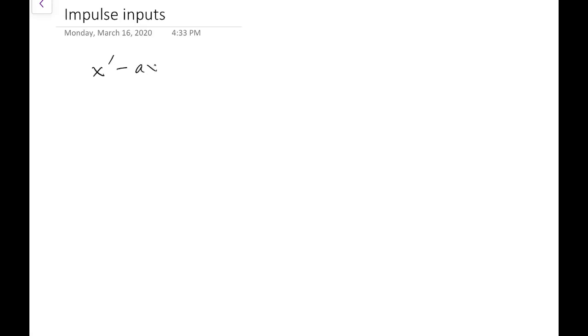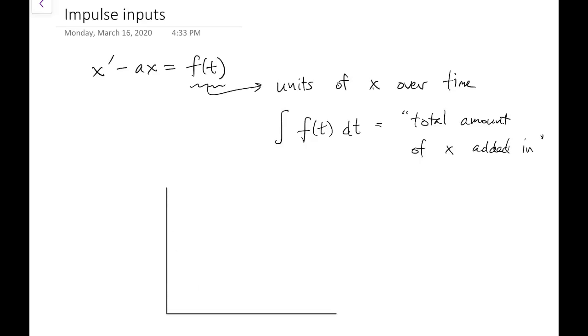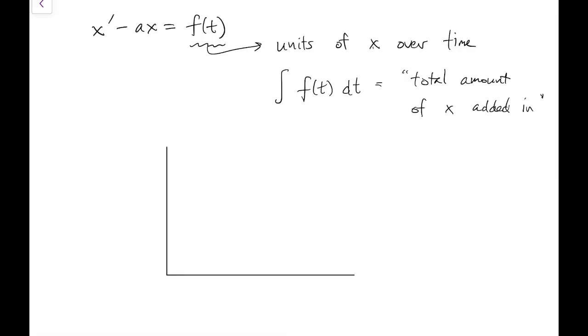When we put a forcing function into an ODE, it has to have units of x over t. Thus, the integral of f dt is sort of the total amount of x that was externally added into the system. Let's think about what happens as we deliver a constant amount of total x over shorter and shorter times.